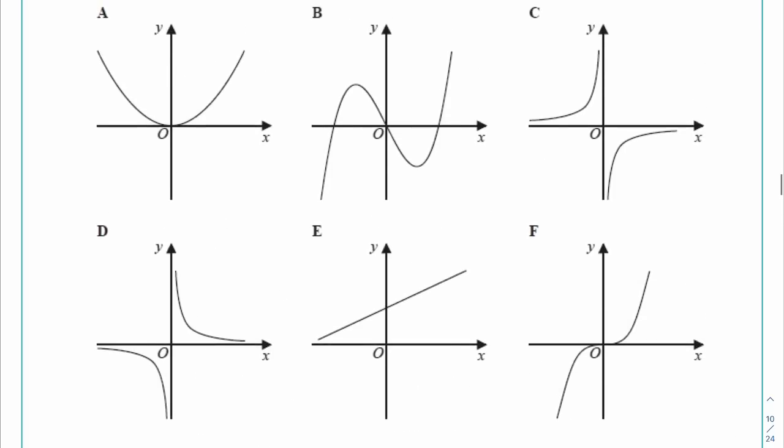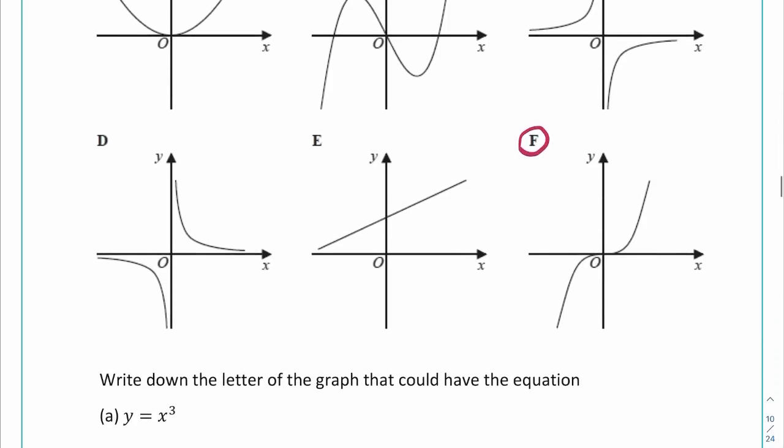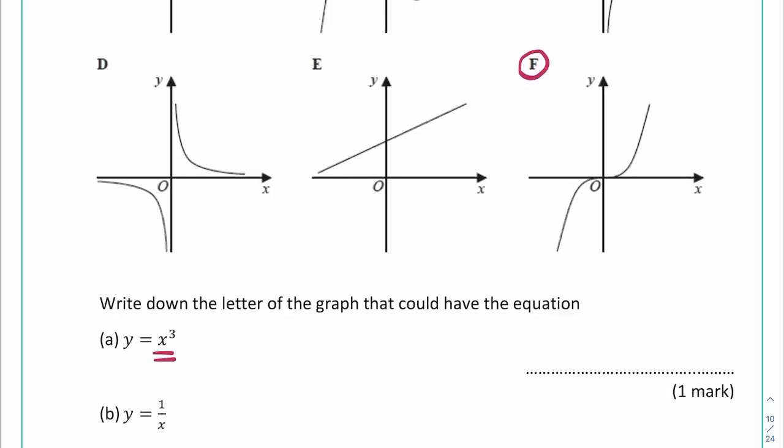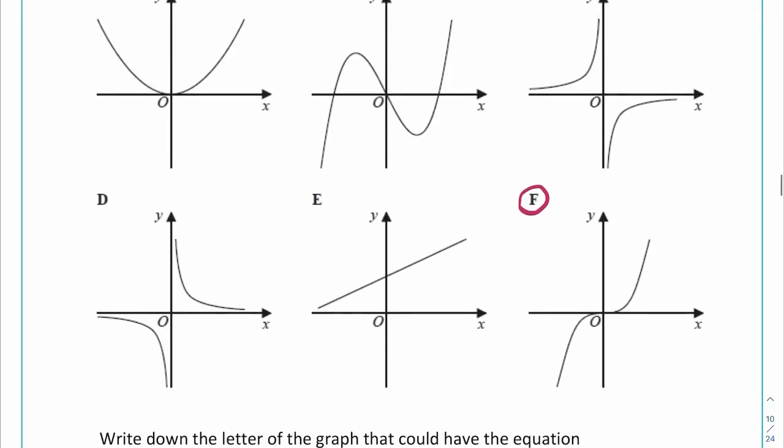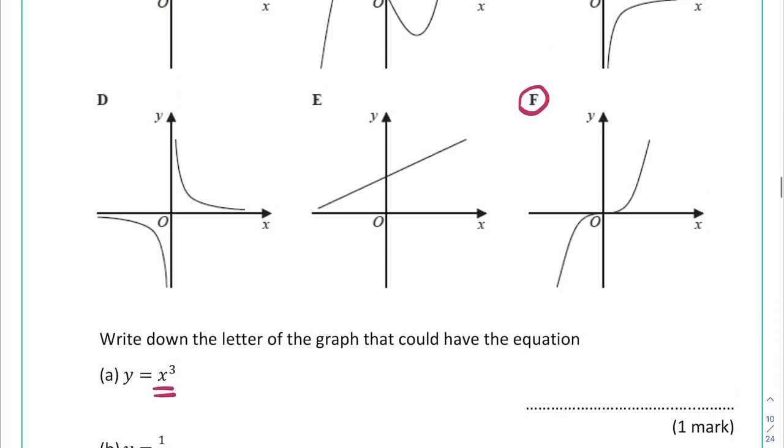So in terms of a cubic, we have B and we have F. And that's what we're looking for here. We are looking for a cubic graph. Now in terms of actually recognising these, the graph of x cubed only has one intercept with the x-axis, and that's that one there where it meets the origin.